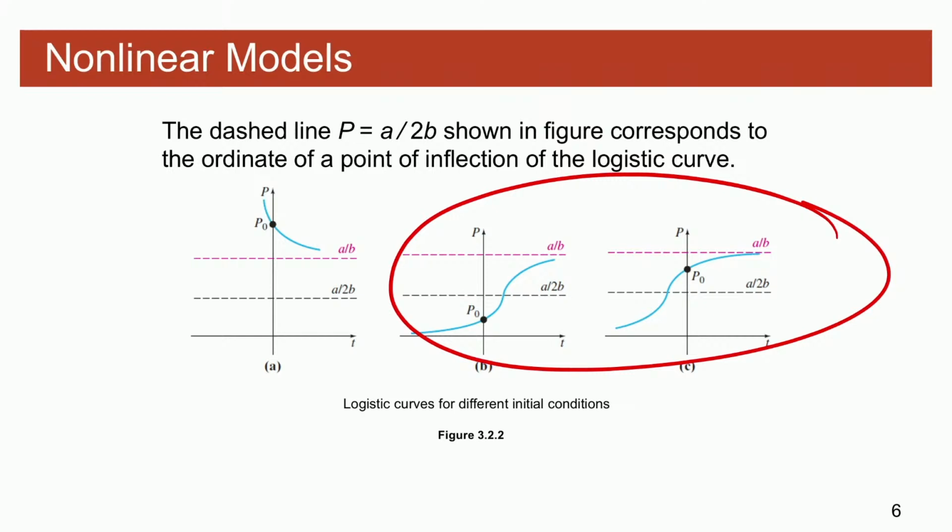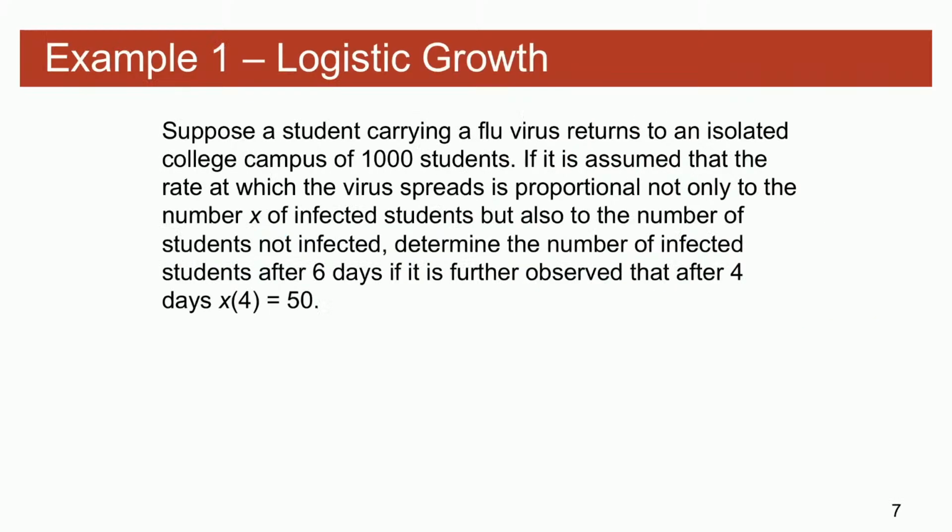So let's see what we can do with an actual problem. What kind of problems you're going to have on your homework? That's what you care about, right? So let's look at this one. A student carrying the flu virus returns to an isolated college campus, like MVNU, with 1,000 students. Well, we have a few more, but not that many more. If it's assumed that the rate at which the virus spreads is proportional not only to the number of infected students, but also to the number of students not infected, that's logistic growth, determine the number of infected students after 6 days, if it is further observed that after 4 days, x of 0 is equal to 50.